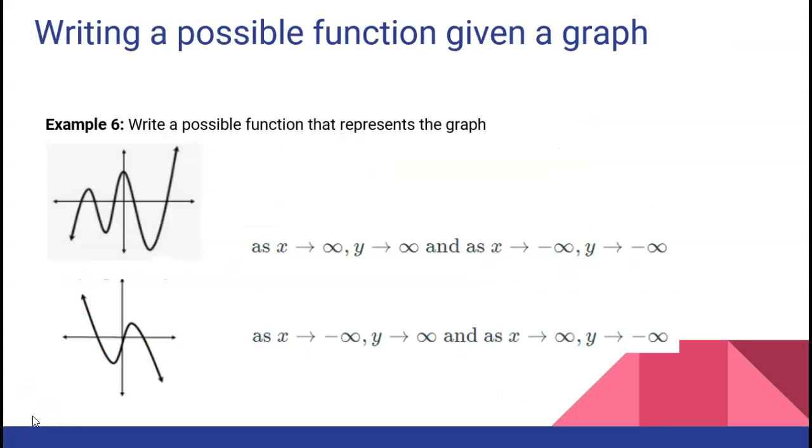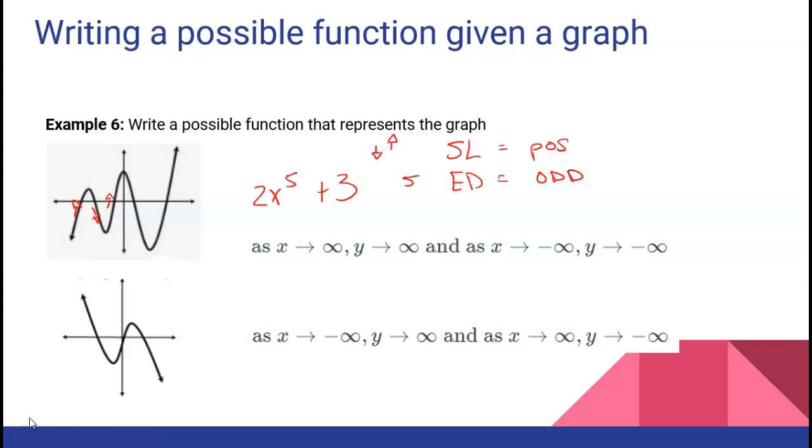And in our last example, we're asked to find what the possible function could be that represents this graph. Remember, we're going to number our changes of direction, pay attention to what arrows are going where. And then we also have this as x approaches infinity, y approaches infinity, and as x approaches negative infinity, y approaches negative infinity. So we can use this information to come up with some kind of function for these graphs. I'm going to give you guys a chance to do that, and then you can fill it in.